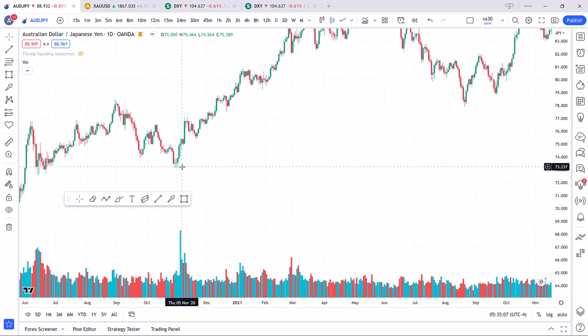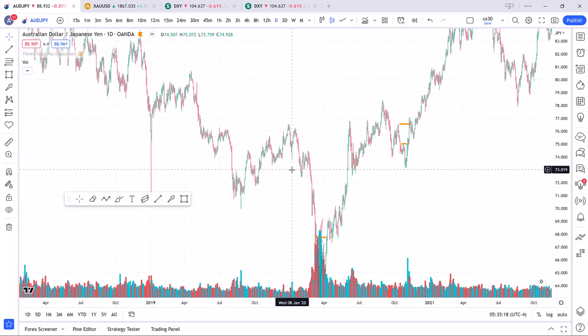Did the market confirm this volume? Yes, it confirmed this volume, but it confirmed this volume with a break of this structure and this structure, so it is a buying activity. Let's see other examples.